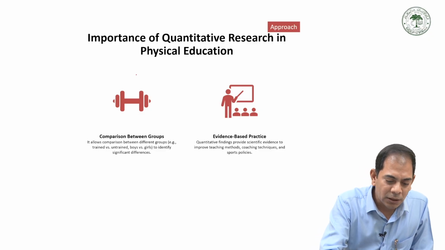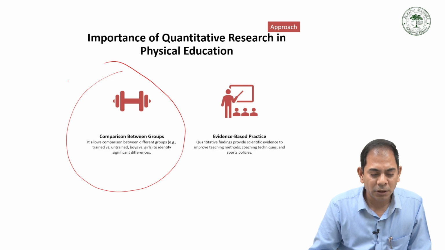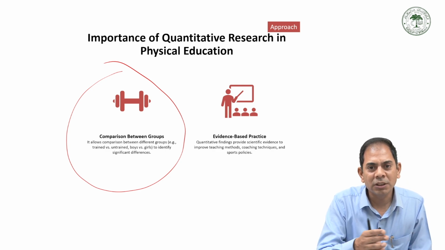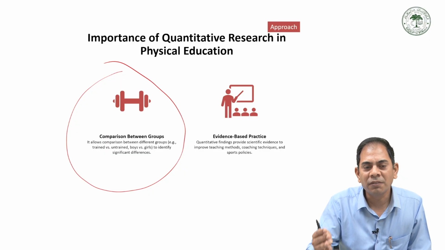And important thing is the comparison between groups. Next important thing of quantitative research, in which we have collected data of different groups. Through different statistical techniques we can conclude. Quantitative research helps us to compare different groups in a scientific way.